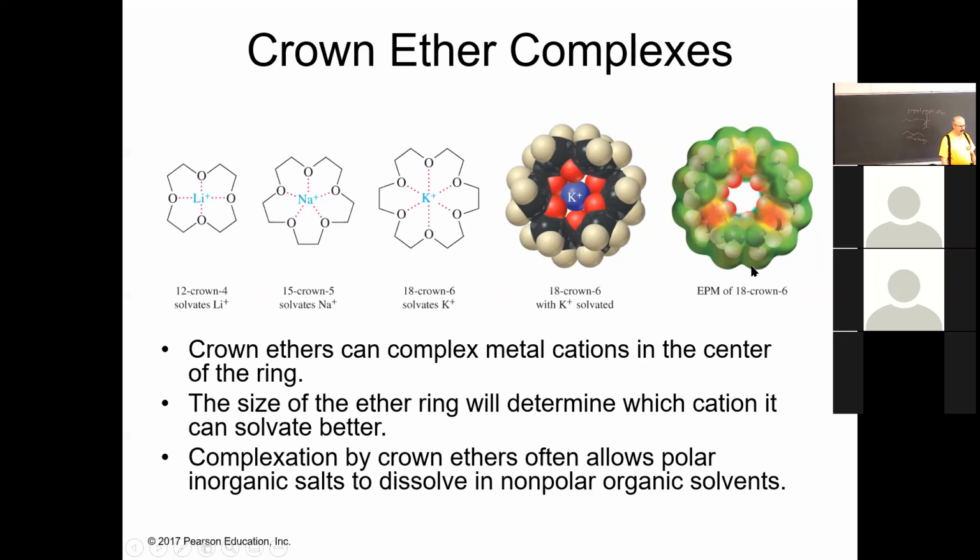Okay, looking at the electrostatic potential map, you can see that the inside is electron dense, so it strongly attracts these cations, which are positively charged. The outside is hydrophobic. And so this allows polar ionic inorganic salts to dissolve in nonpolar organic solvents. One example is something called purple benzene, where we take potassium permanganate, KMnO4, complex it with this crown ether, and it will dissolve in benzene. Okay, even though KMnO4 without the crown ether would be completely insoluble.